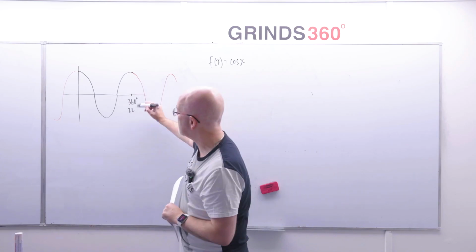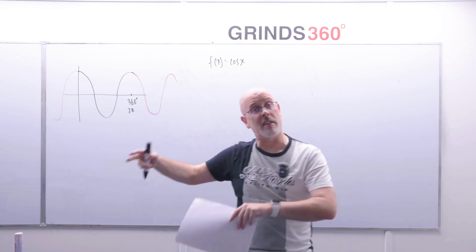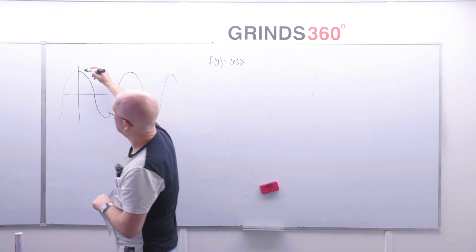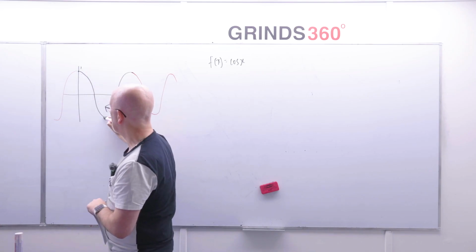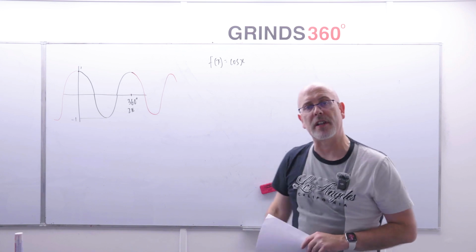So again, the period is 360 or 2 pi. That's how long after which the graph begins repeating itself on the x-axis. And again, the range, the graph goes as high as 1 and down as low as -1. So the period and range of this graph are the very same.